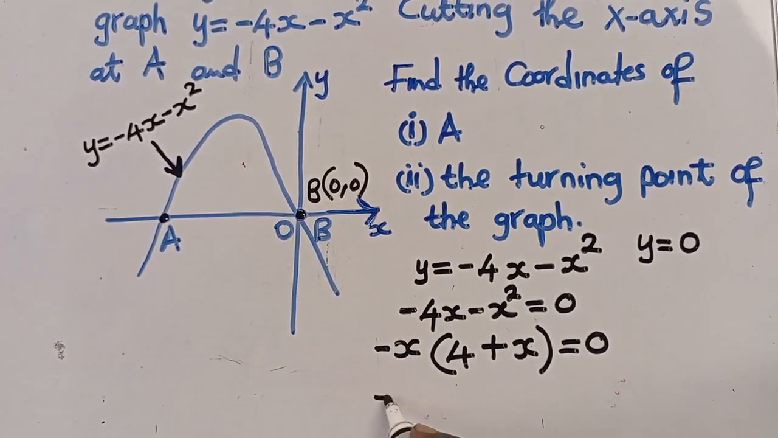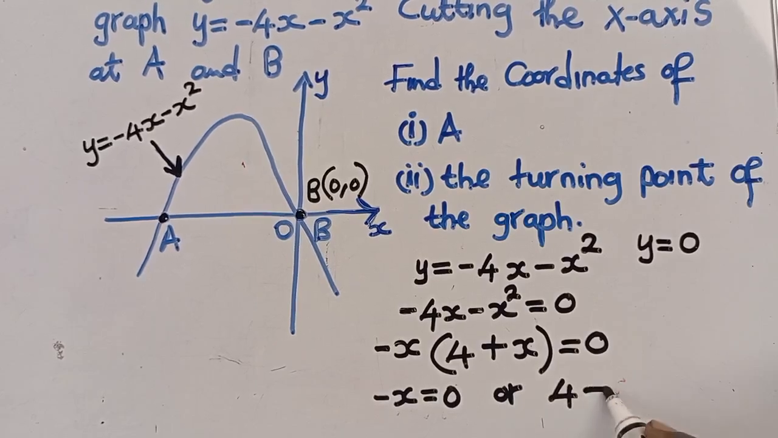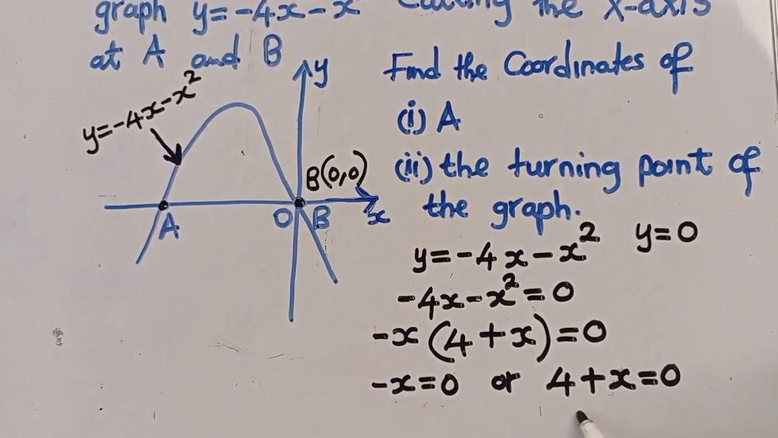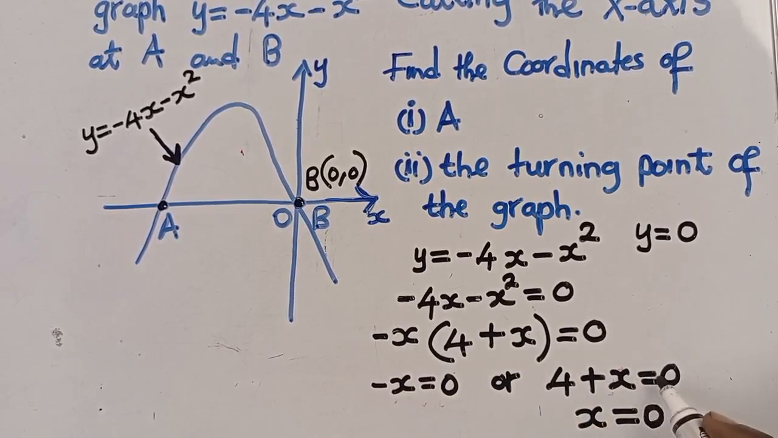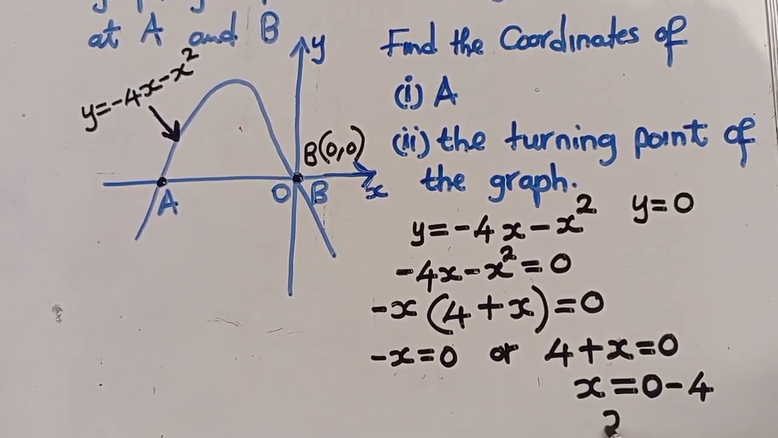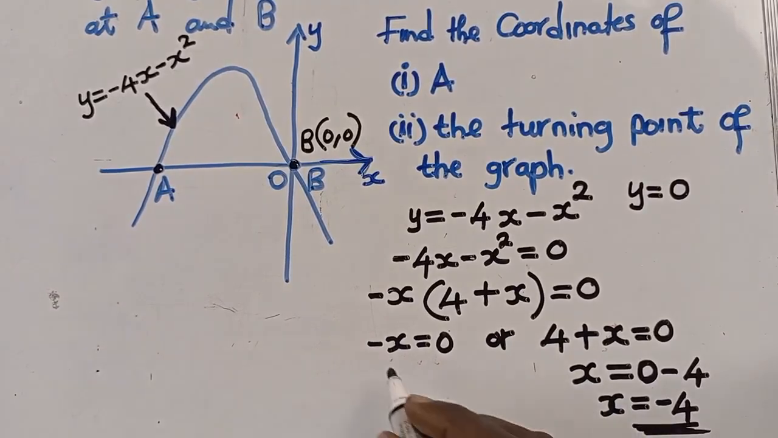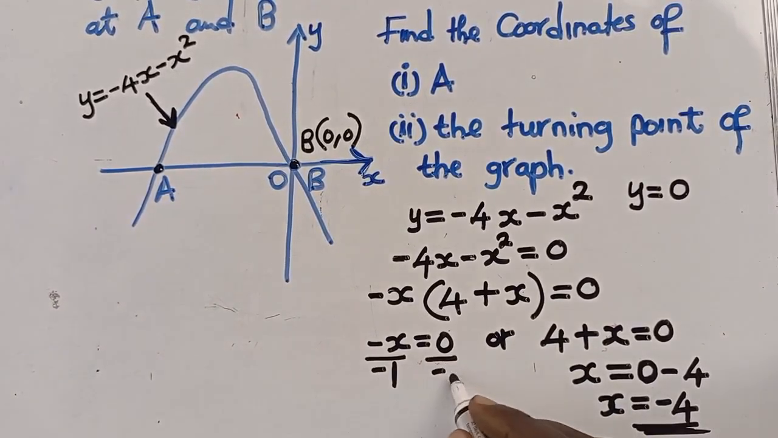So meaning that negative x is equal to 0, or I say 4 plus x is equal to 0. I need to group the like terms here. So this 4 goes to the other side of the equation. There is already a 0 here. When this positive 4 crosses the equal to sign and comes this side, I'm going to have negative 4. Have you seen? So now x is equal to 0 minus 4, that is negative 4. So x here is negative 4. And then here I divide both sides by negative 1.